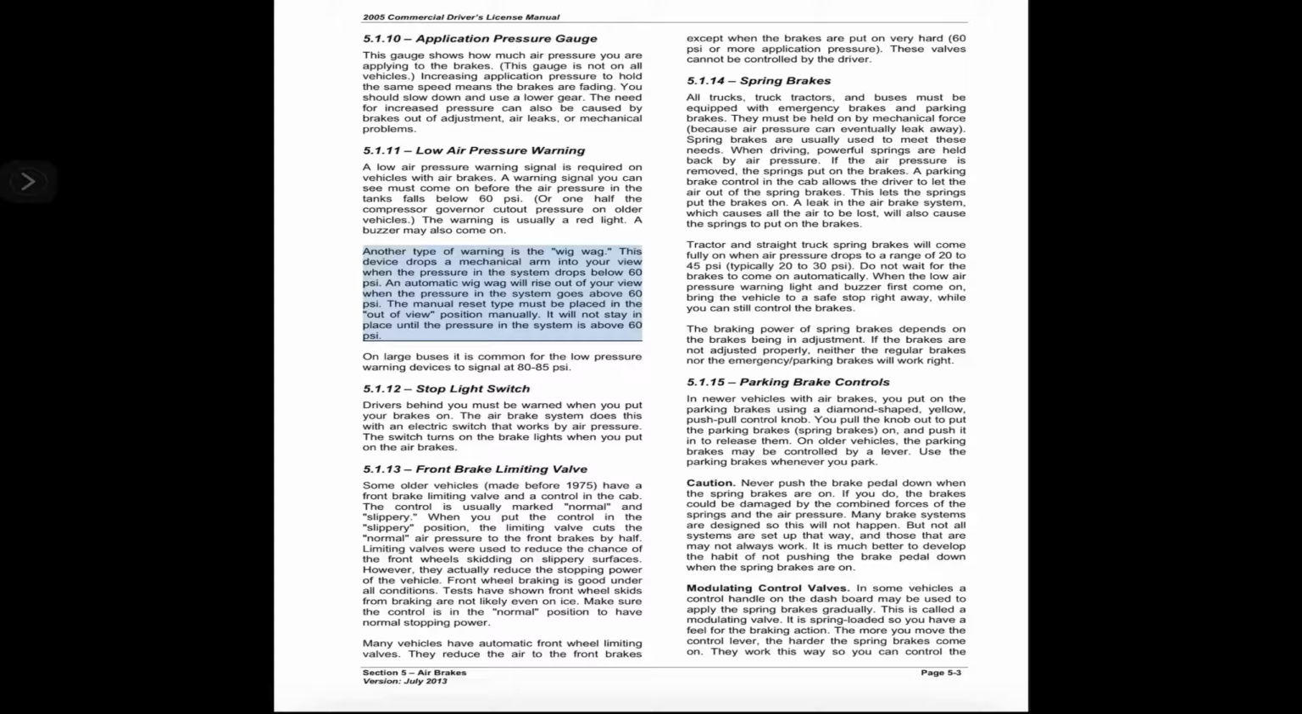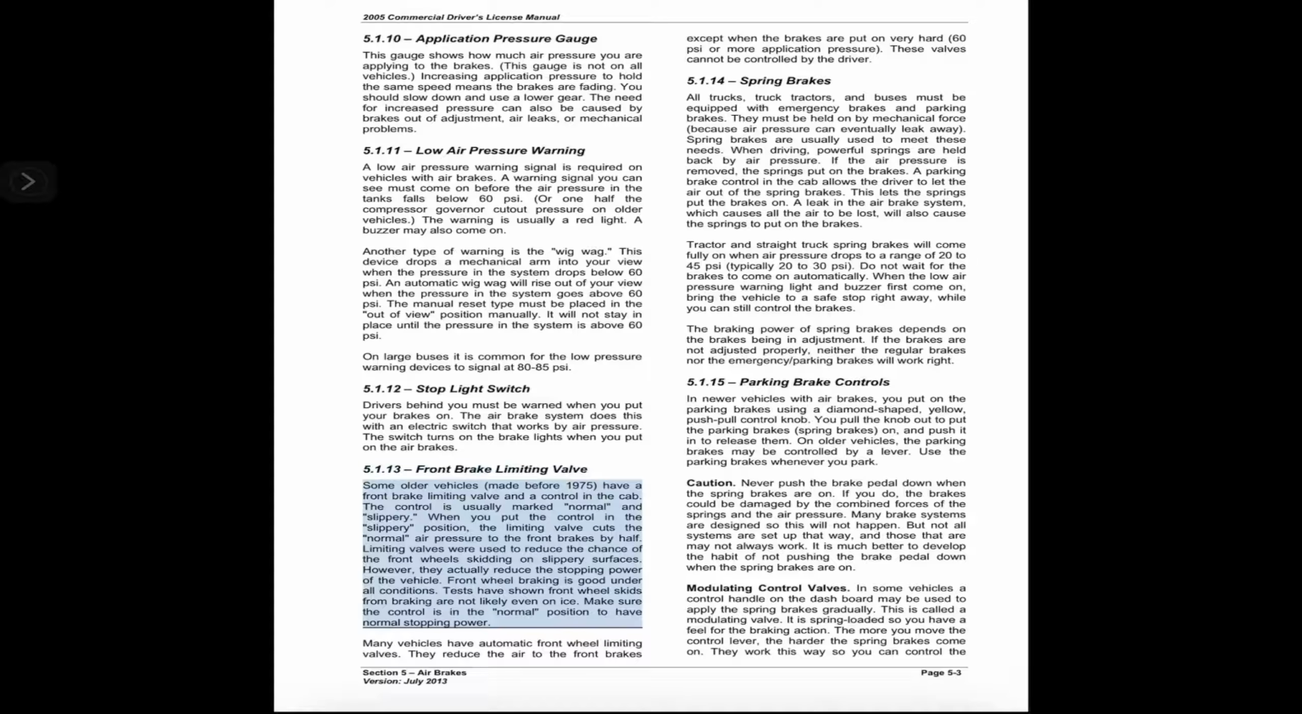An automatic wigwag will rise out of your view when the pressure in the system goes above 60 psi. The manual reset type must be placed in the out-of-view position manually. It will not stay in place until the pressure in the system is above 60 psi. On large buses, it is common for the low-pressure warning devices to signal at 80-85 psi. Stop light switch. Drivers behind you must be warned when you put your brakes on. The air brake system does this with an electric switch that works by air pressure. The switch turns on the brake lights when you put on the air brakes.